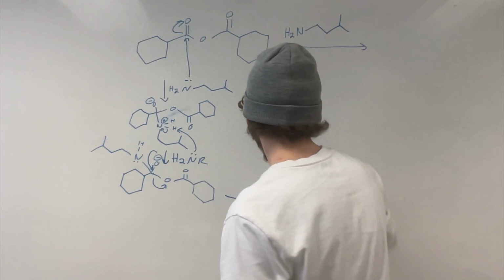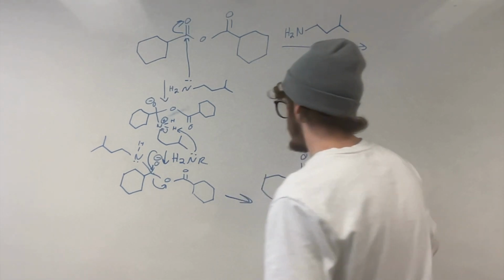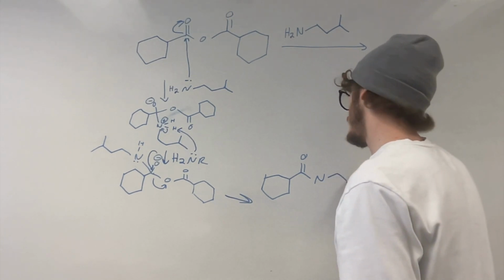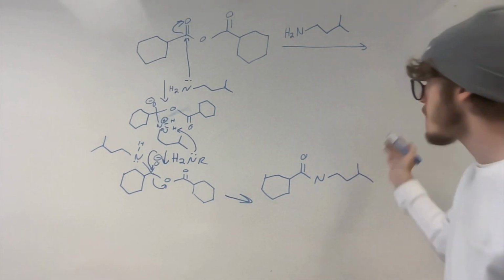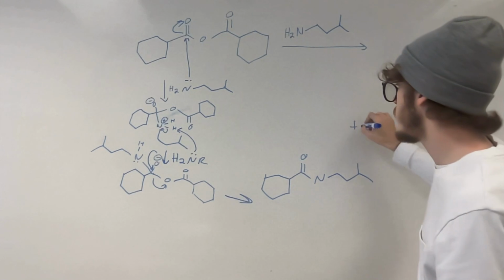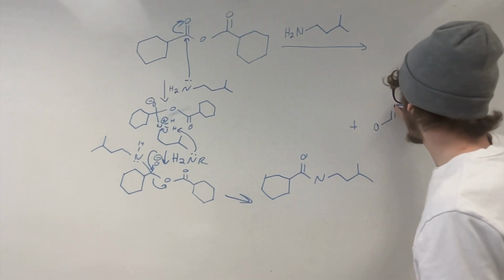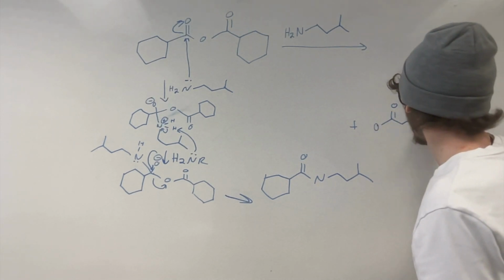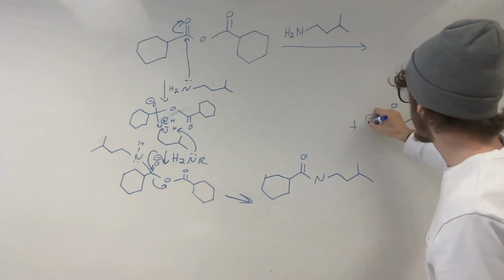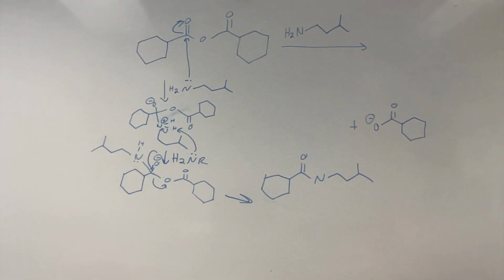And we're going to get an amide from this. So we get an amide, but we also get a carboxylate too. So we get the amide and the carboxylate. That's our final product for that one.